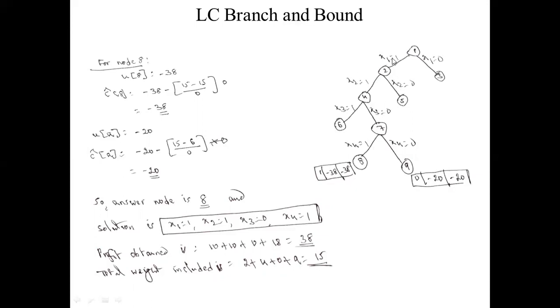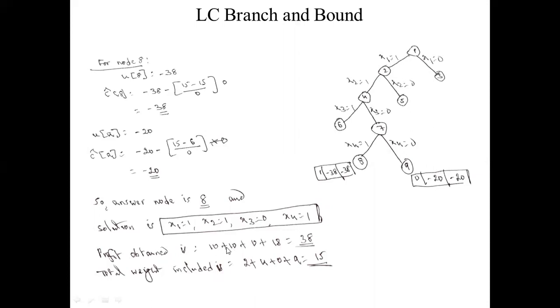What about the answer now? X1 equal to 1, X2 equal to 1, X3 equal to 0, X4 equal to 1 is the answer. The answer node is 8. The answer path is 1, 2, 4, 7, 8. And the solution is X1 equal to 1, X2 equal to 1, X3 equal to 0, X4 equal to 1. Now verify how much profit and how much weight is included in the knapsack.